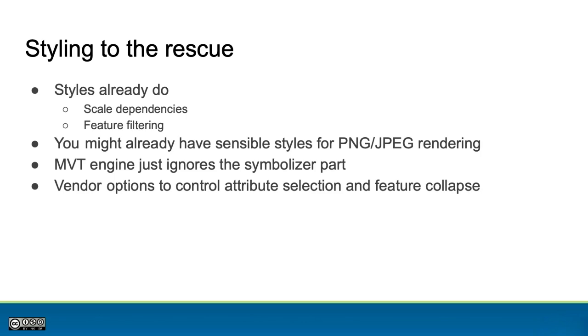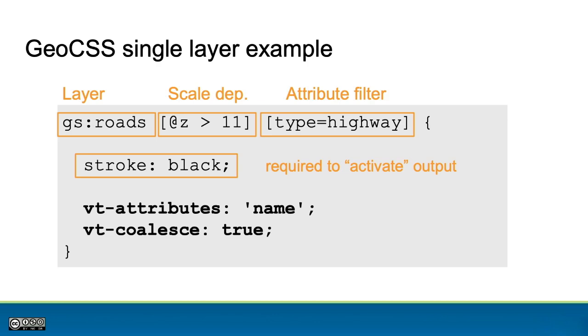So styling to the rescue. Styling in GeoServer already has facilities for scale dependency and filtering features. You might already have styles developed in your organization for doing image output. The Mapbox vector tile engine just ignores the symbolizer part. It's not going to draw the lines, it's going to capture the geometry shapes and make them available for client-side rendering. We do have some vendor options, some extensions to the SLD core, allowing you to control attribute selection and feature collapse. So here's what that looks like using the CSS styling example.